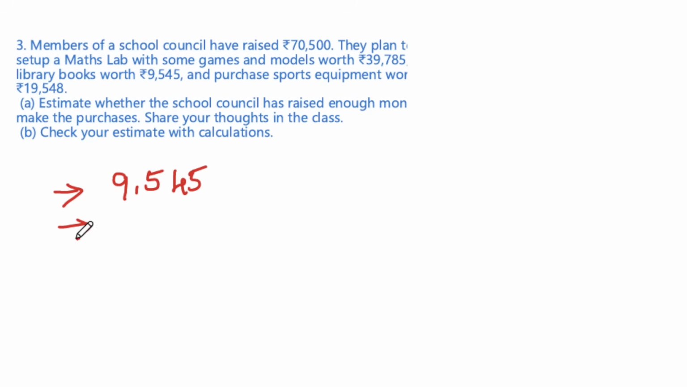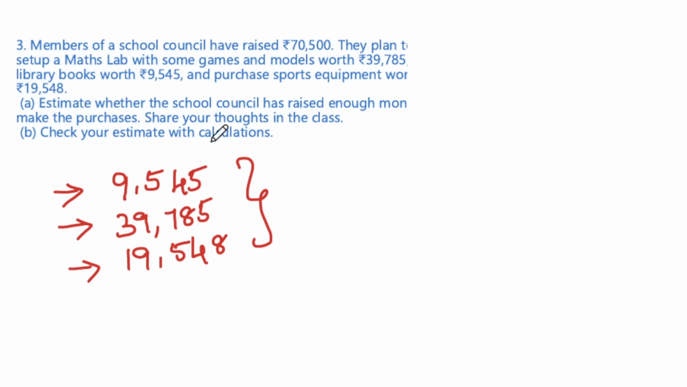So next we can see the model equipments, which is 39,785. So next we have sports, which is, where is sports? 19,548. Now we will see how much it costs.